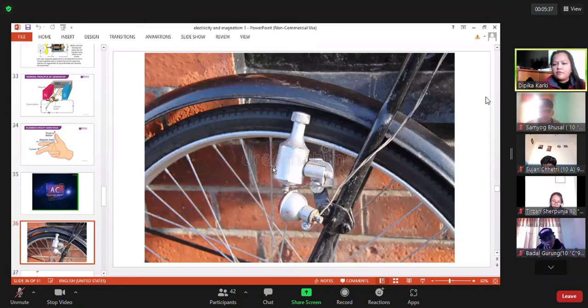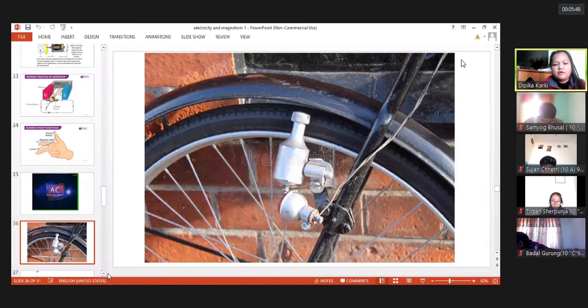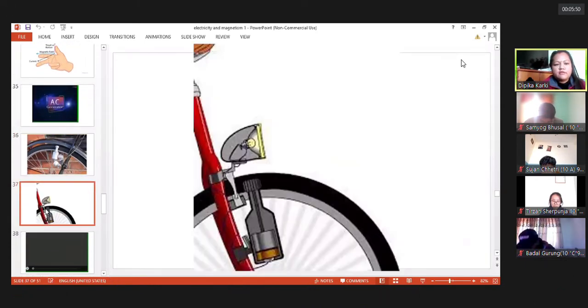Bicycle dynamo. Okay, we have seen here a vessel-like structure which is fitted very close to the tire. So whenever the tire rotates, this cap also rotates. Okay, dynamo ko cap pani ke garcha ta rotate garcha hai. Like you can see here, this is the actual structure.